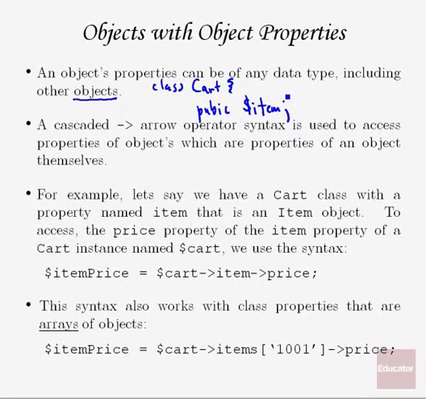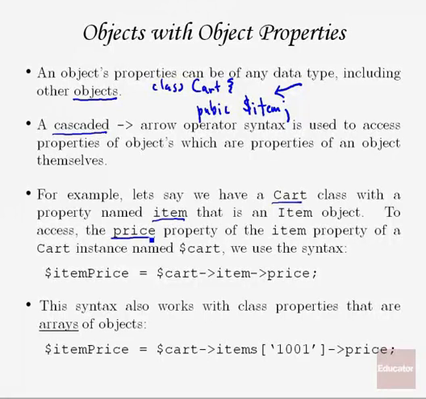So how do we access the properties of the Item object that's a part of the Cart object? Well, we use the arrow operator in a cascaded syntax. Let's say, for example, we have a Cart class, like the one above, that has a property named $item, as it does up here, which is an Item object. That's the data type of that property. Let's assume that the Item object is the Item that we use in our web application. The Item object, we know, has a price property. So how do we access the price property?